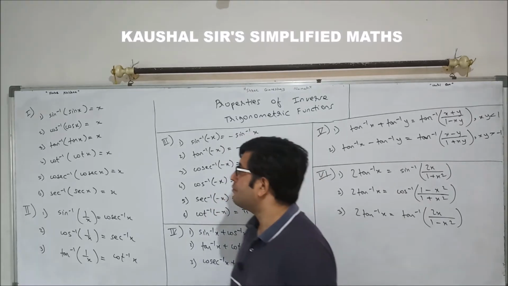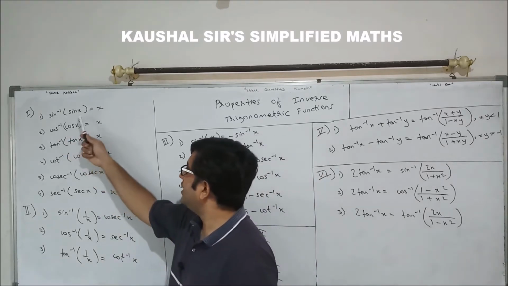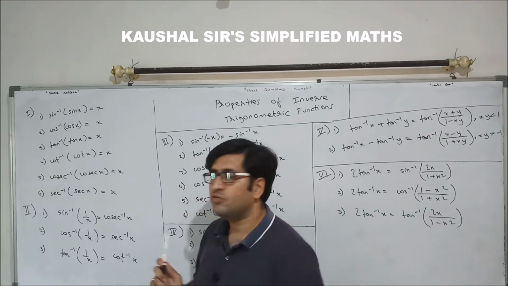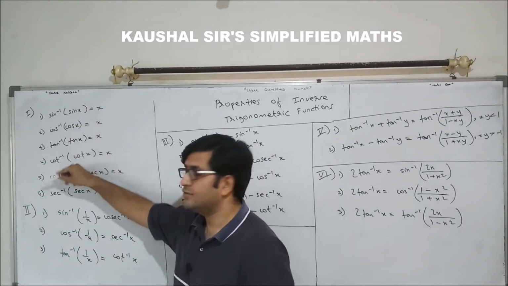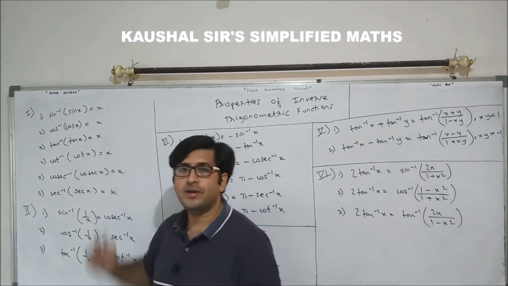So moving to property number 1, we have sine inverse of sine x is equal to x. Now students, it is very necessary that x lies in the principal value branch of all the 6 inverse trigonometric functions. Only then this property is satisfied.